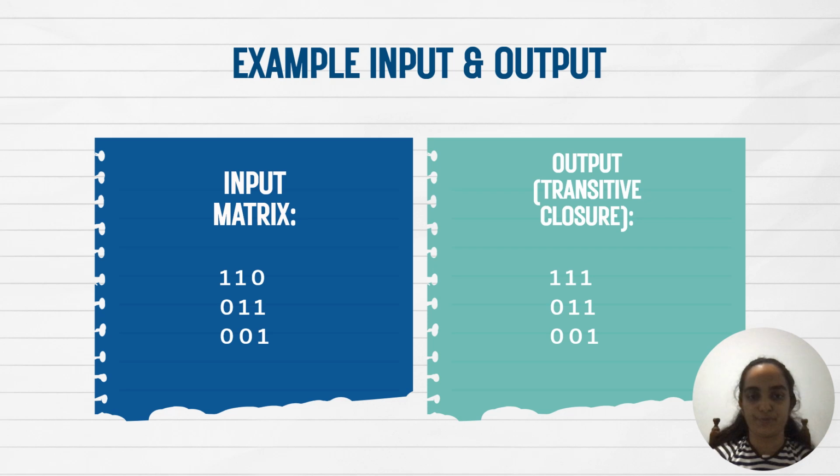Example input and output. Let's see the output. The input matrix is 1, 1, 0, 0, 1, 1, 0, 0, 1. The output after running Warshall's algorithm is 1, 1, 1, 0, 1, 1, 0, 0, 1. This means node 1 can reach node 3 through node 2. So that new path is added. So we get the full reachability matrix.